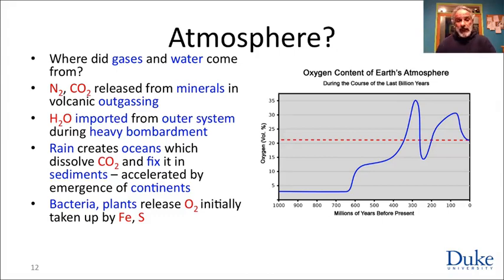And water creates a dynamic. Water falls as ice on the surface of Earth. It boils off. It accumulates as water vapor in the atmosphere. It condenses and creates the oceans that we see. And the rain that falls from the atmosphere when the water condenses dissolves carbon dioxide, which is then dissolved in the ocean and is fixed in sediments. This process is accelerated by the emergence of continents about 3.5 billion years ago, and the amount of carbon dioxide in the atmosphere is gradually removed, leaving us with an atmosphere of nitrogen.